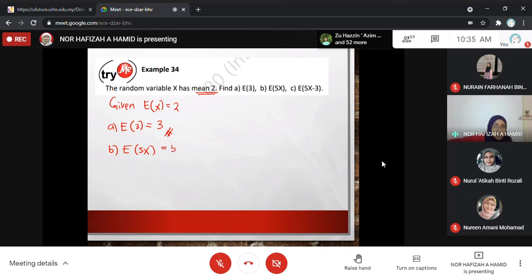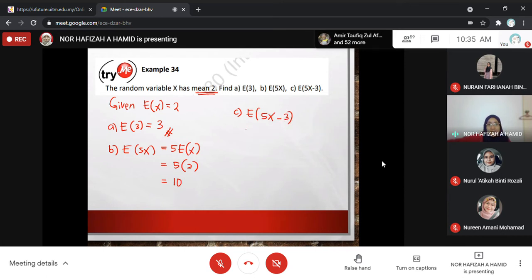E5x is also equal to 5Ex. So equal to 5. Ex substitute with 2 and you get the answer is equal to 10. And last for C, you have E 5x minus 3.